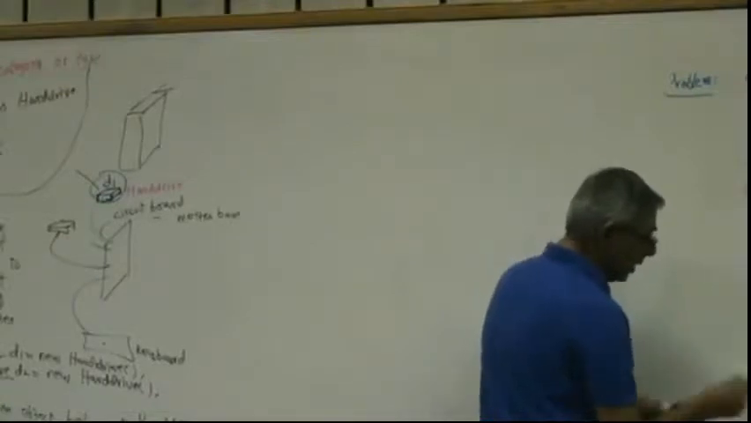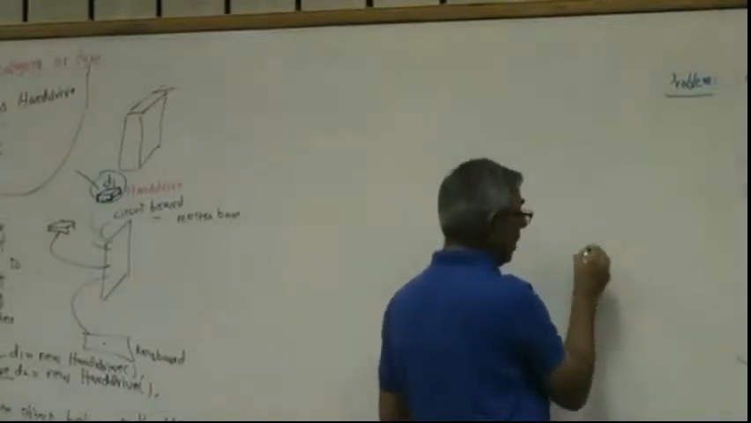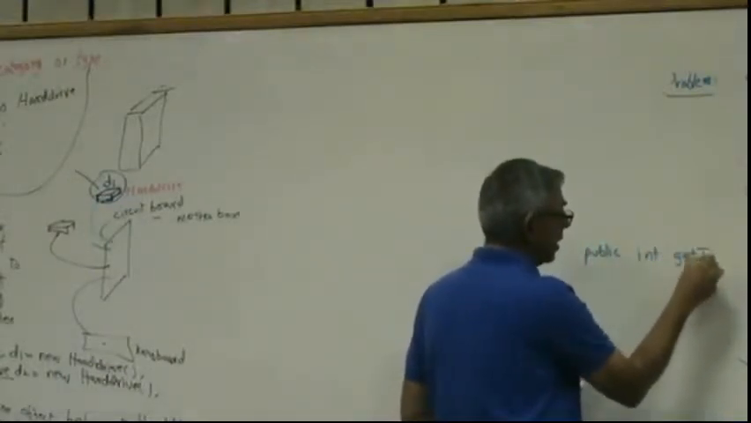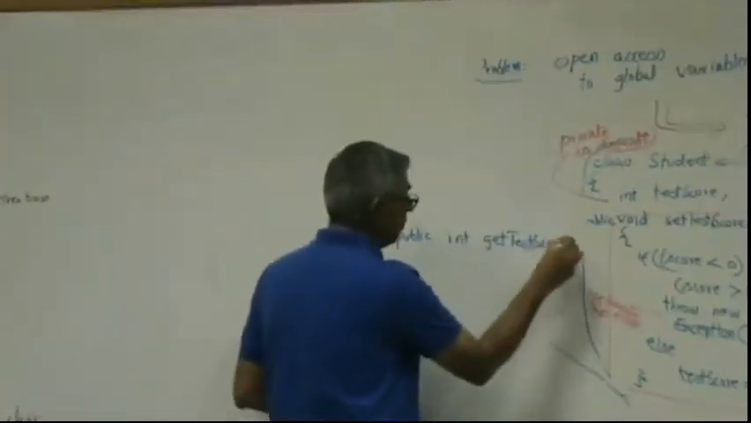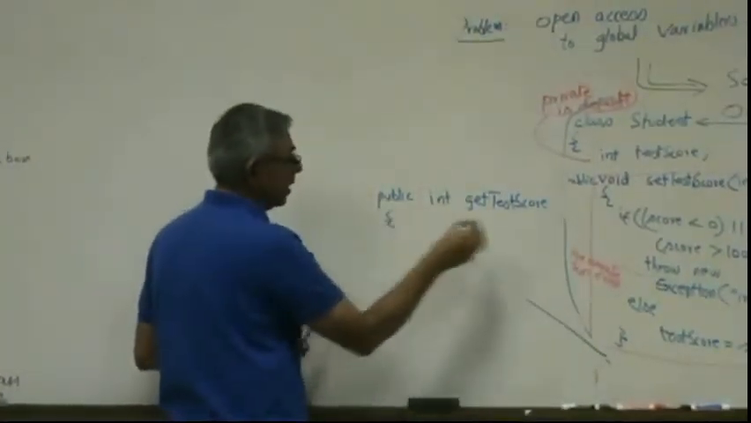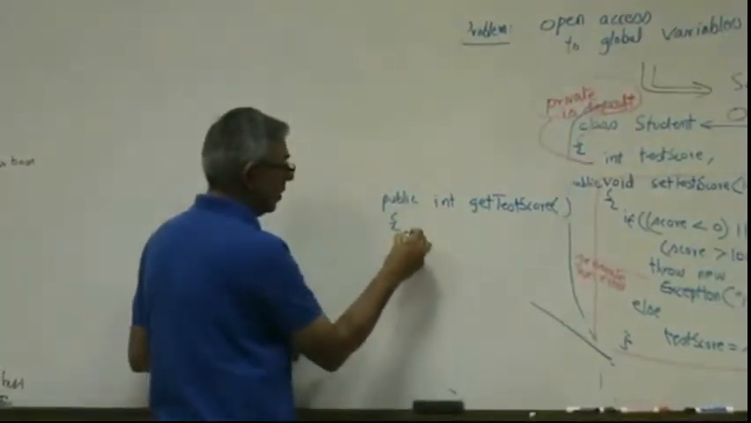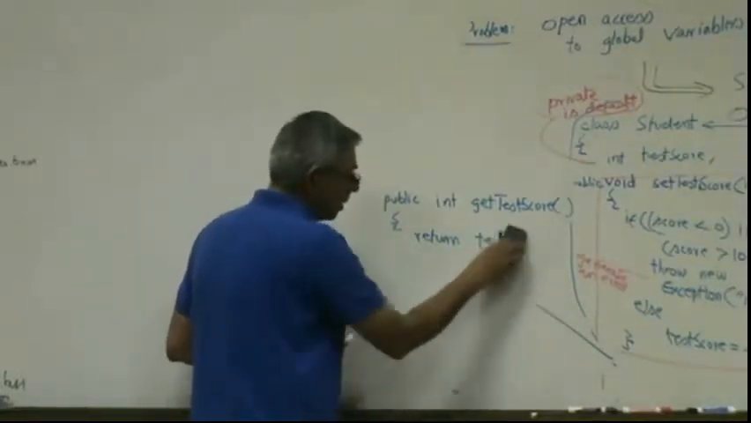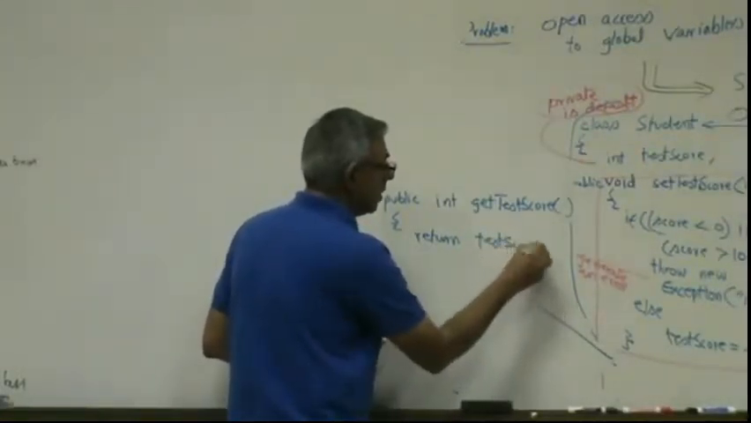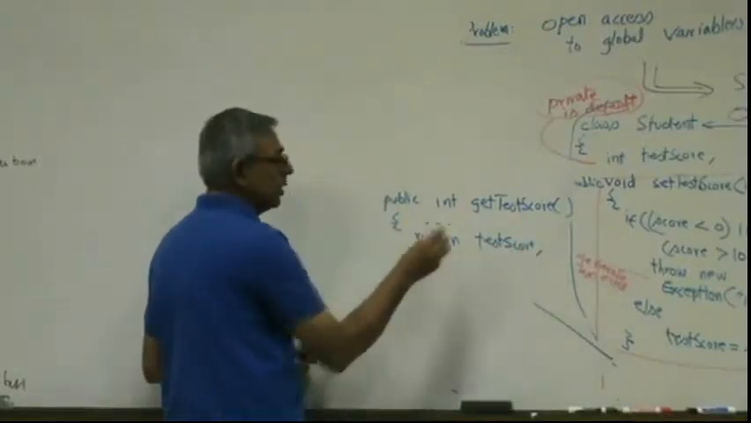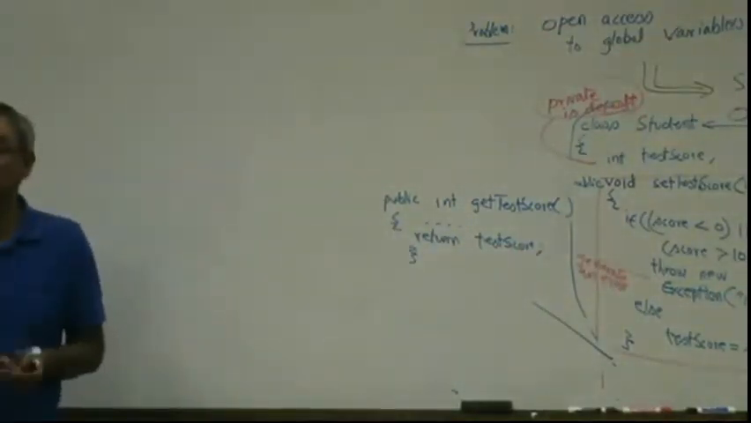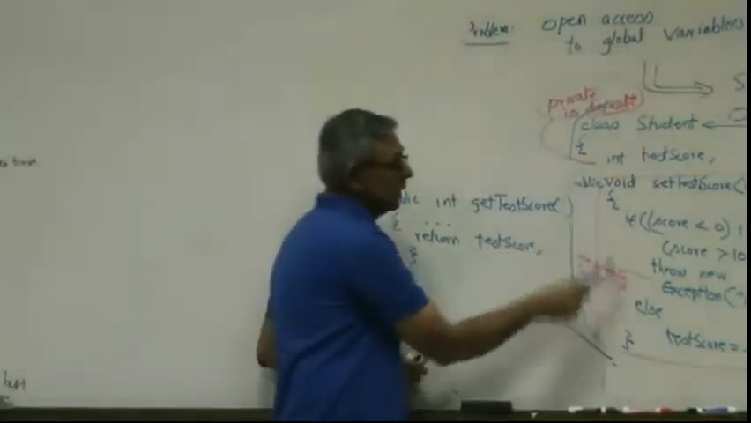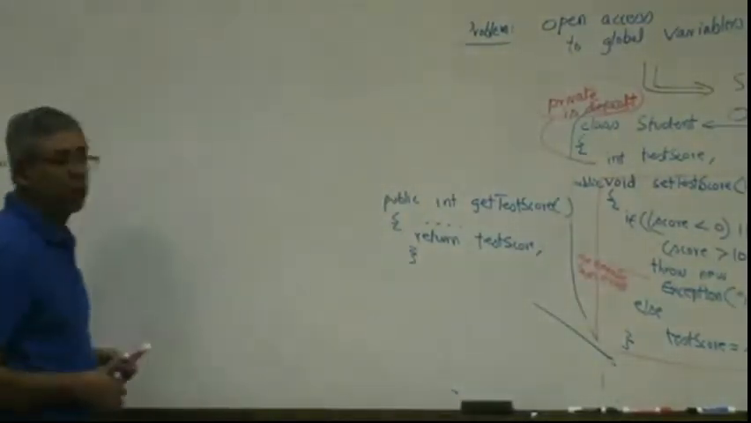Very similarly, if we were writing the get test score, it will look something like this: public int get test score, return test score. If we wanted to do some additional check, the security check, we can write that code over here. But as a minimum, this is how the get function will look and this is how the set function will look for a student class.